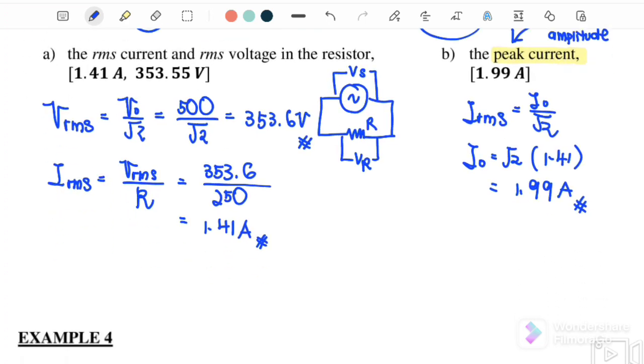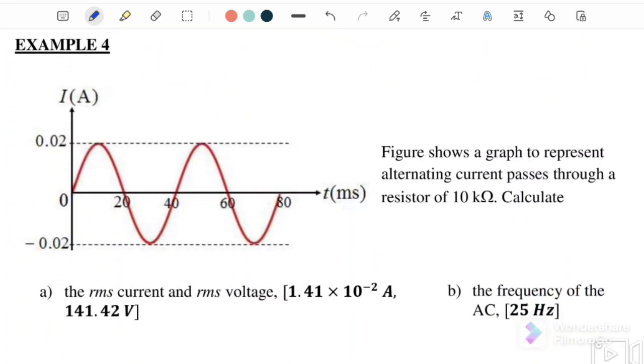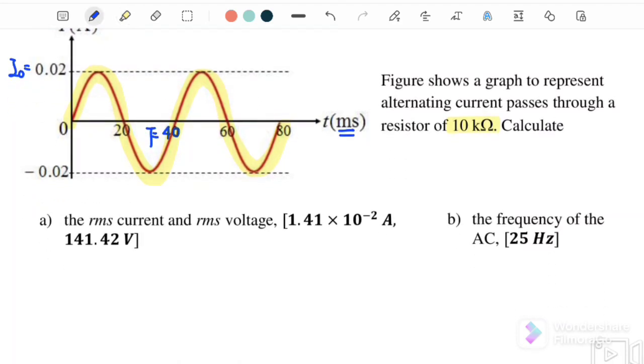Next we'll go to example 4. Here they give you a graph, which shows a sine graph where the I naught is equal to 0.02 and the period is equal to 40 millisecond. The figure shows a graph representing the alternating current passing through a resistor of 10 kilo ohm. So this one also is a pure resistor case. Number one, find the value for I RMS and also V RMS.